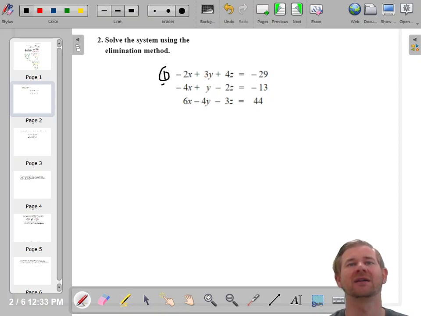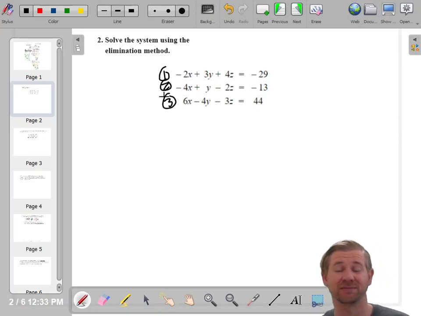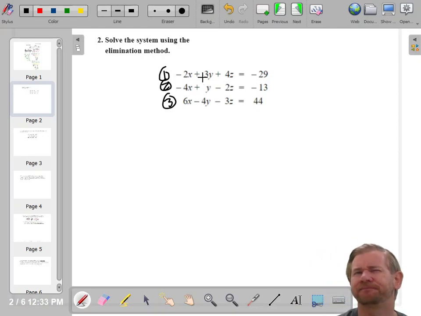It doesn't matter what you pick. Sometimes you get lucky and you solve it faster. Sometimes you go kind of a long way. But the more you do these, the more intuition you develop. I like y. I want this to be negative 3, so they cancel.